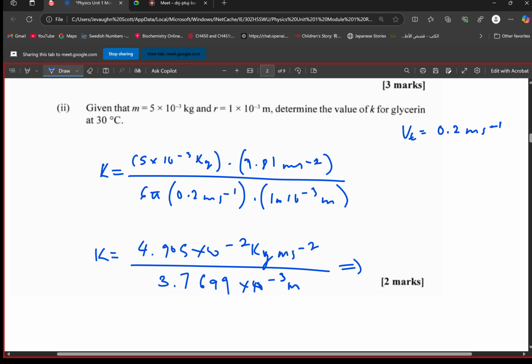And then that brings us to a value which is roughly 12.99 kilogram per second per meter. Alright, so what we're saying is that the value of K in glycerin at 30 degrees Celsius is roughly 13 kilogram per second per meter. So that's what we're saying. Is this clear, everyone?